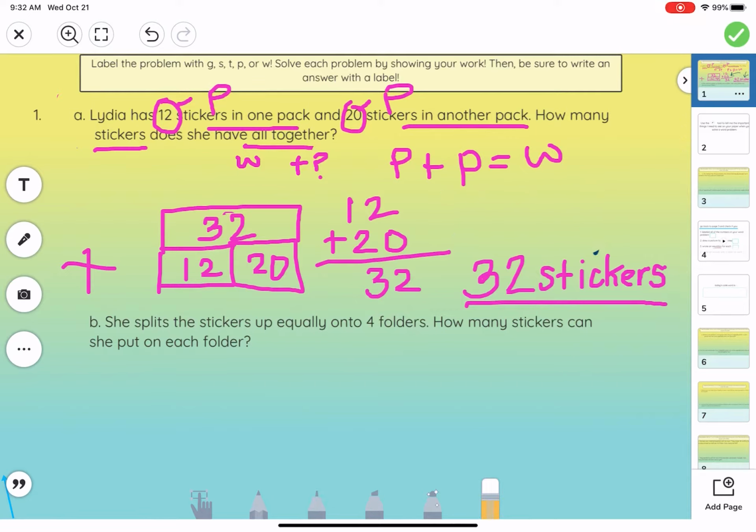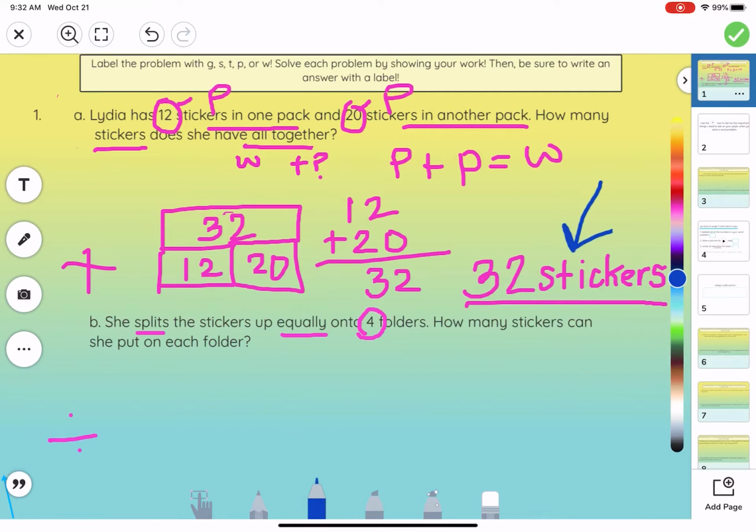Let's go ahead and see if we need any of this information to solve part B. She splits the stickers up equally into 4 folders. How many stickers can she put in each folder? Okay, what sticks out at me the most is split equally. I know when I hear those words, I am dividing something up. I'm splitting it up equally, which means division. So the only number I see is that she's splitting it onto 4 folders. So I know I might need this information that I found up here to help me solve part B.